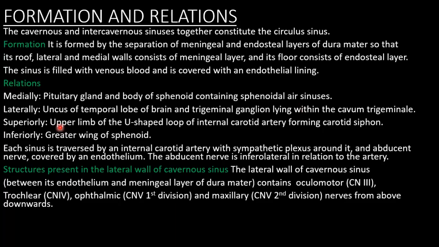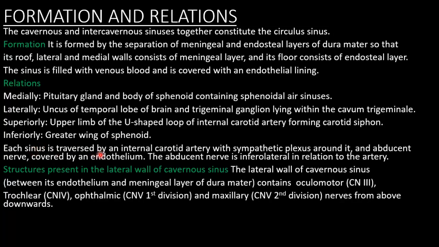Okay, superior to the cavernous sinus, you have the upper limb of the U-shaped loop of the internal carotid artery forming the carotid siphon. The internal carotid artery has a cavernous segment which usually traverses through the cavernous sinus. Then it pierces the roof of the sinus. Then it makes a U-turn, so that the upper limb of that U-turn is related superiorly to the cavernous sinus. Inferior to the cavernous sinus, you have the greater wing of the sphenoid bone.